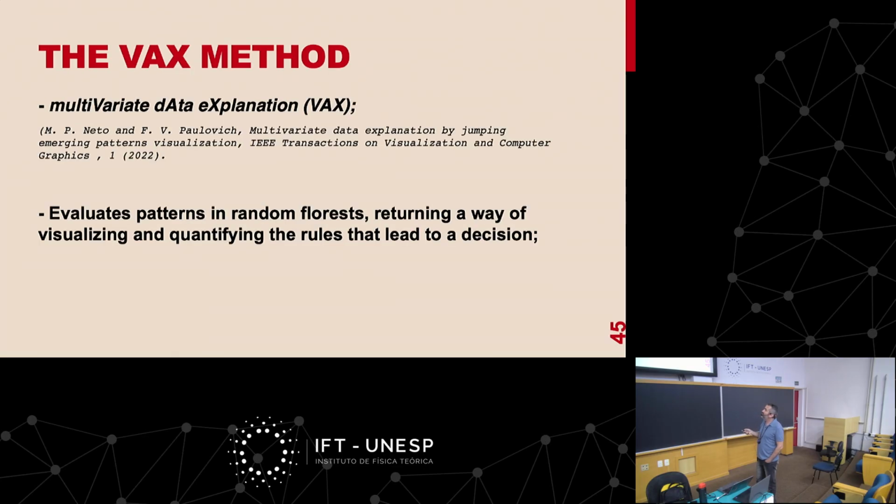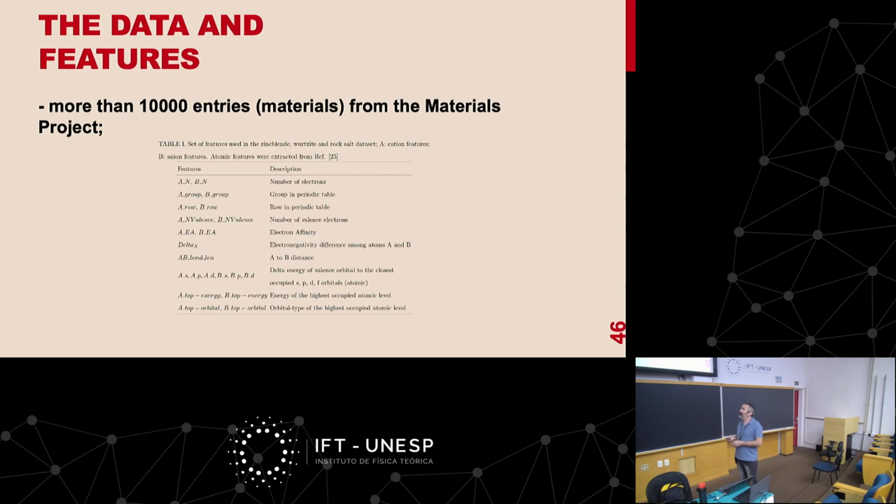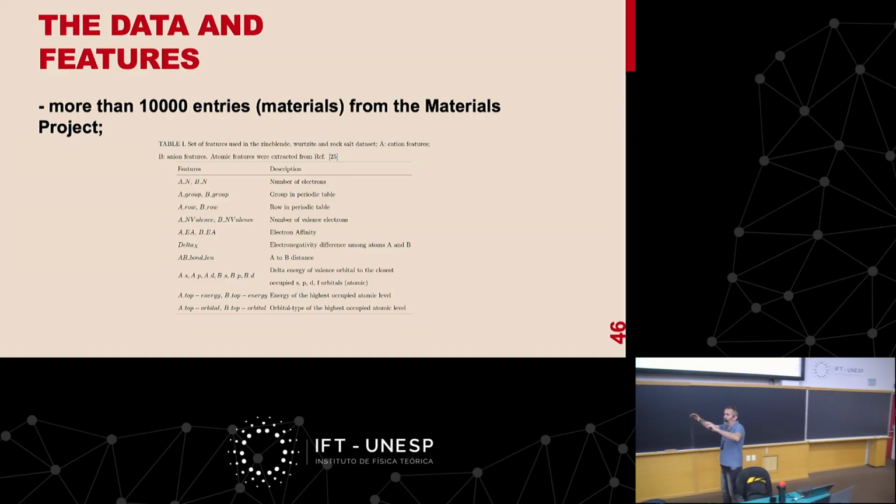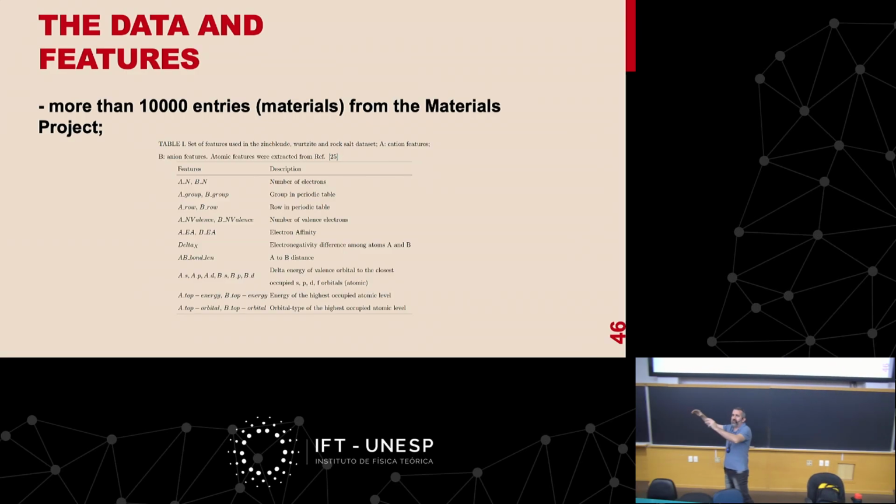I'm not going through details of the methodology because I don't have a lot of time here, but the idea is the following. We go to a database, we download all materials that have direct band gap, we download all materials that have indirect band gap, and we train an algorithm to predict if a material has a direct or indirect band gap, as we did before, okay? Exactly as we did before.